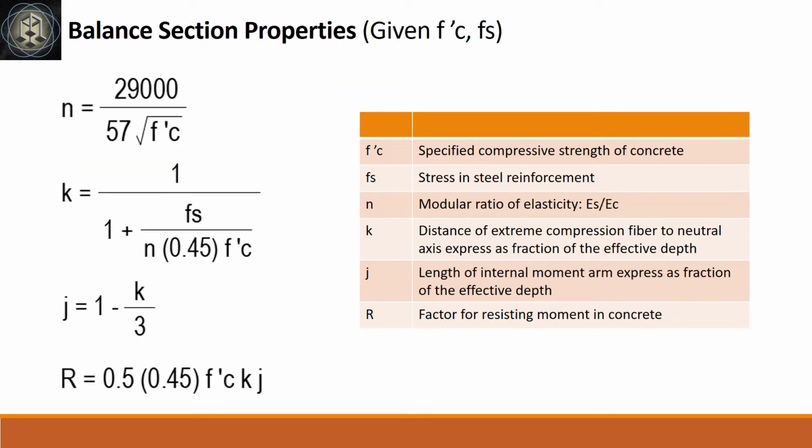Given the specified compressive strength of concrete and the stress of steel reinforcement, we can get the values of balanced section properties of our reinforced concrete design like n, the modular ratio of elasticity, k, the distance of extreme compression fiber to neutral axis expressed as fraction of the effective depth, j, the length of internal moment arm expressed as fraction of the effective depth, and R, the factor for resisting moment in concrete.